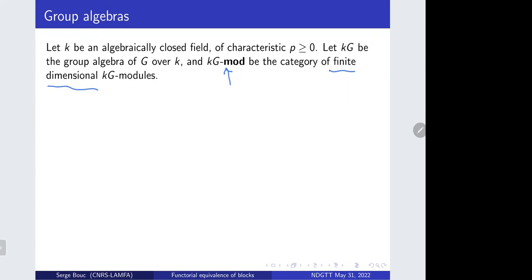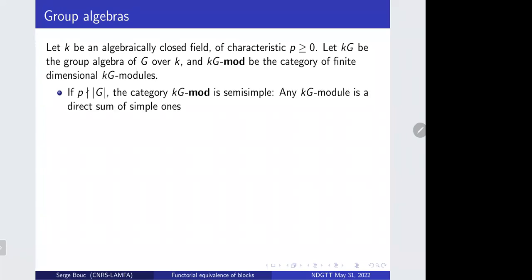Okay, so one can consider first this category, and the theory is well known since the end of the 19th century, due to the work of Frobenius in particular. When p does not divide the order of G, as you know, the category of KG modules is semi-simple, meaning that any KG module is the direct sum of simple ones. There is only a finite number of such simple KG modules, and they are characterized by their character.